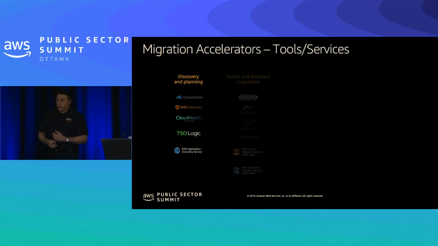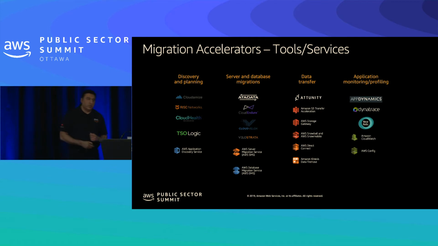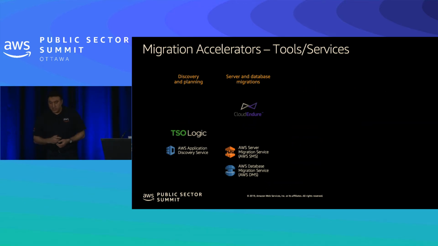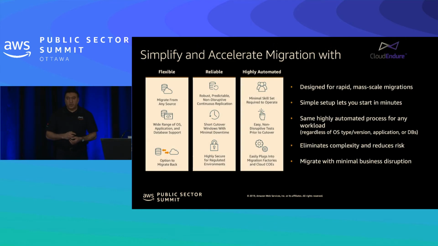All right. From a migration accelerator standpoint, there's a whole bunch of partner tools on this slide. I'm going to highlight the ones that AWS has in its portfolio now. You may be aware that we just acquired TSO Logic on the discovery side, and CloudEndure on the migration side. I'm going to single out CloudEndure for two reasons. Number one, I like it. Number two, I like it. I'm just kidding. It's a great tool. We also have our own service, Server Migration Service, but I'm using this today for an example.